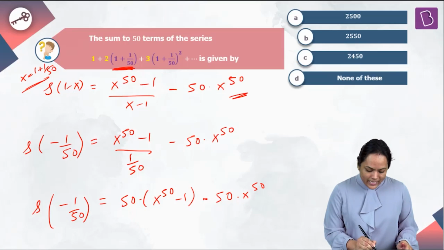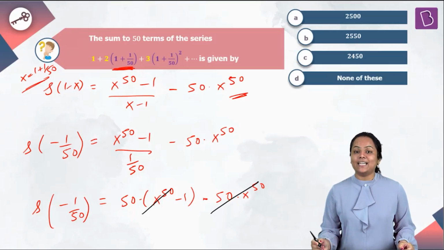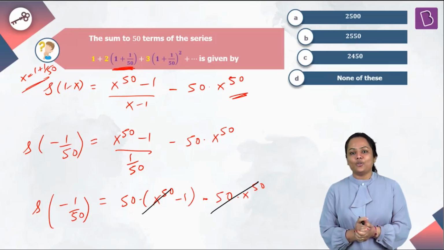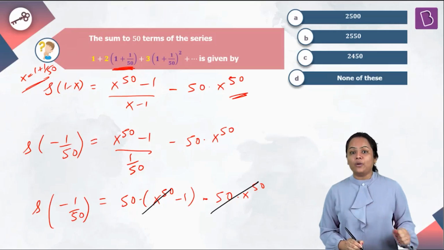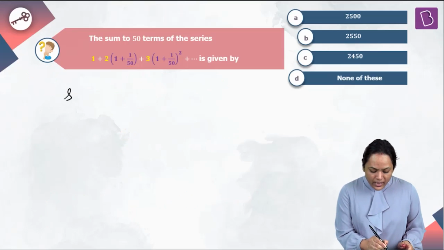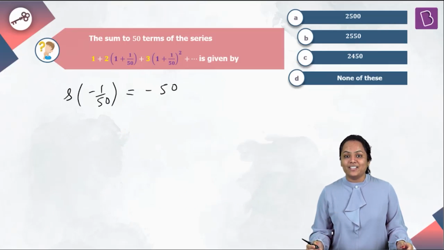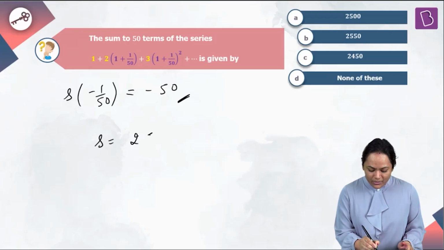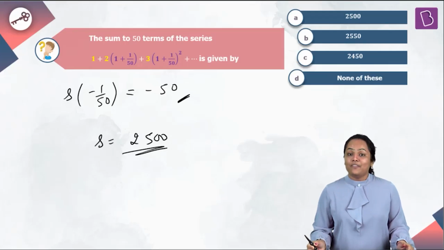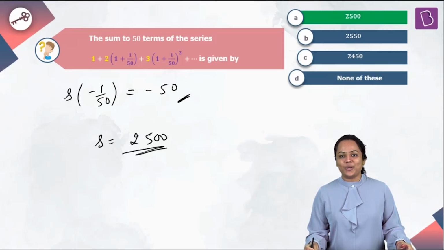Which two terms? X raised to 50 multiplied by 50 is cancelling out, isn't it? So we have got a very short answer. That means what the answer will be, for that we'll see the terms left. So we have s multiplied by minus 1 by 50 is equal to minus 50. This is what was left, right? Let's just cross multiply. S value will come out as 2500, which will give me option A as the right answer. Have you understood?